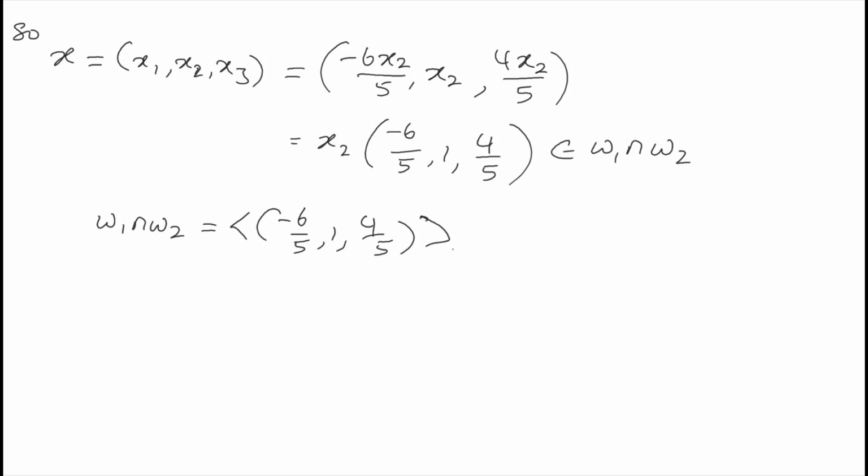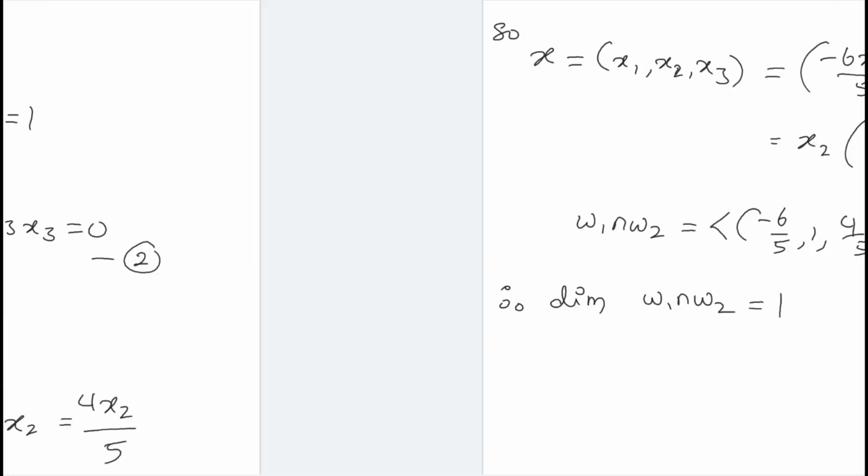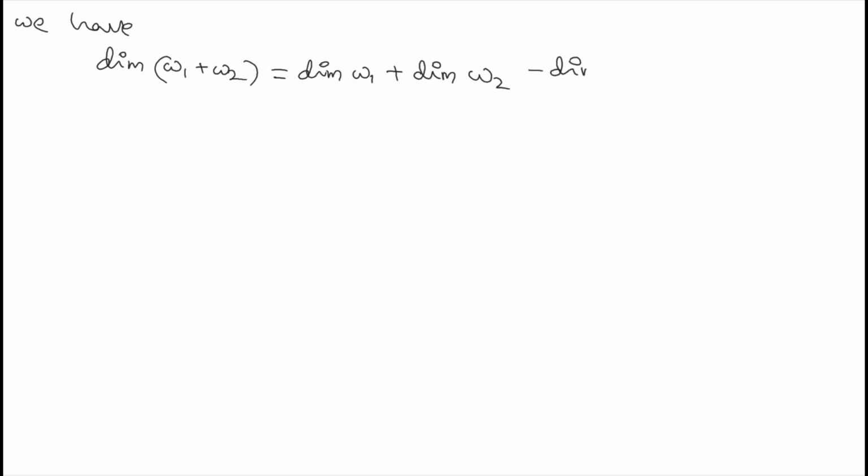Therefore dimension of W1 intersection W2 equal to 1, which is nothing but option D. So option D is correct. Now coming to option C, it is asking about dimension of W1 plus W2. So we have a formula that dimension of W1 plus W2 is equal to dimension of W1 plus dimension of W2 minus dimension of W1 intersection W2.